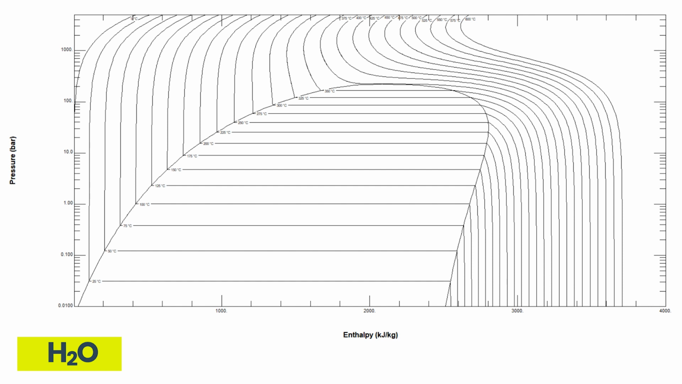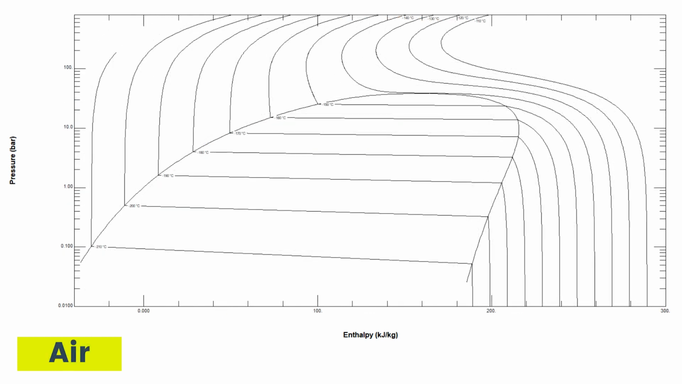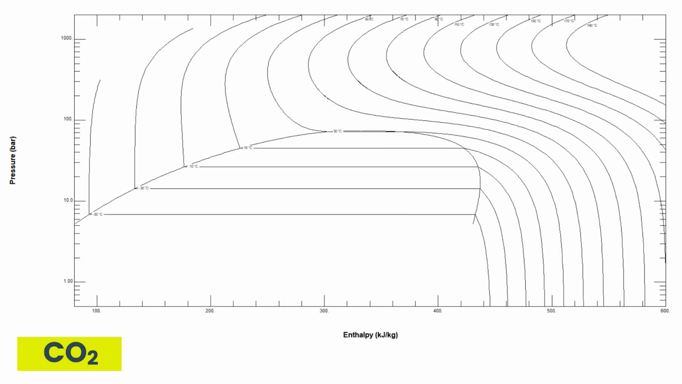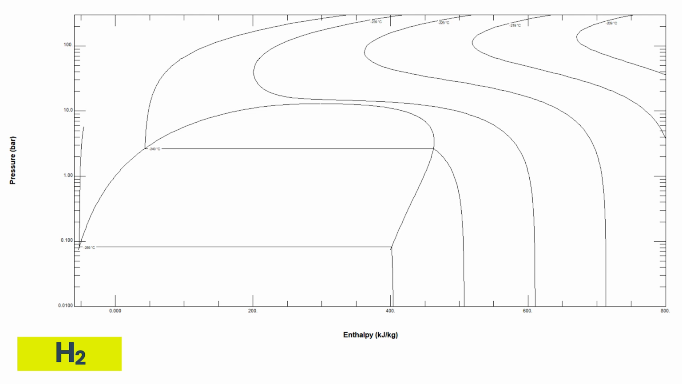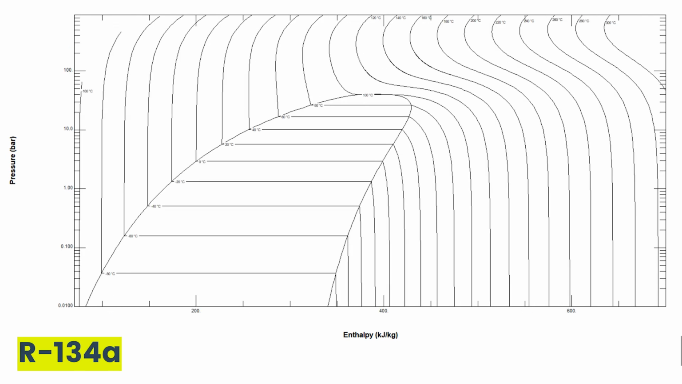Here you have the pressure enthalpy diagram for water. Here it is for air, for carbon dioxide, for methane, for hydrogen, and for the refrigerant that's sitting inside your air conditioner or your fridge right now. It's called tetrafluoroethane, or given the number R134A for short.